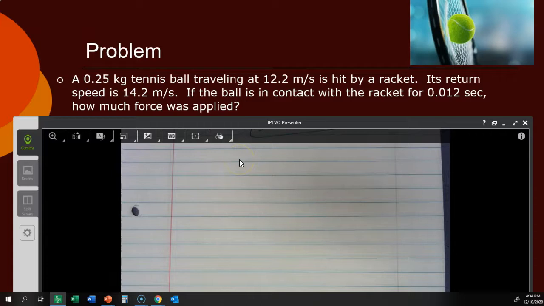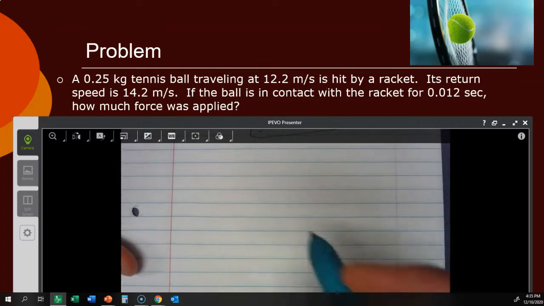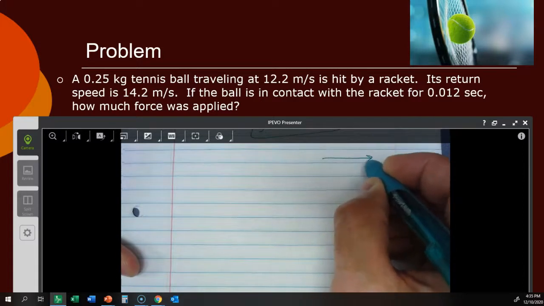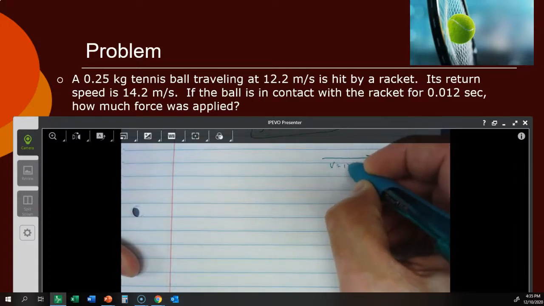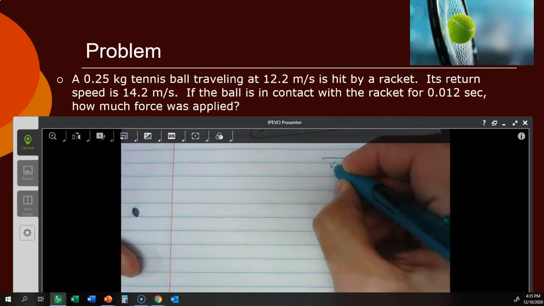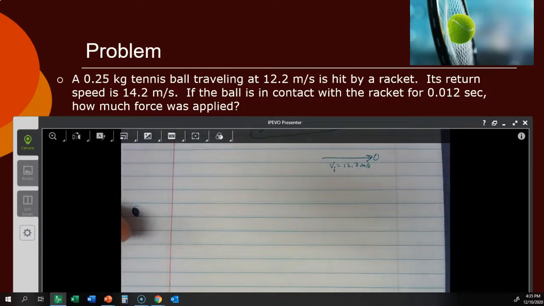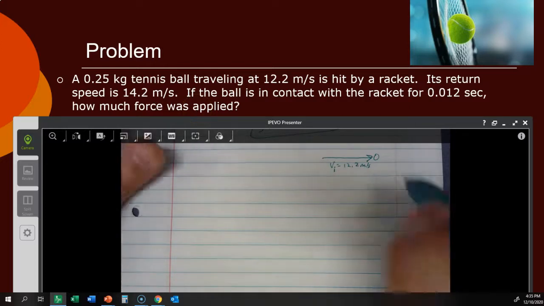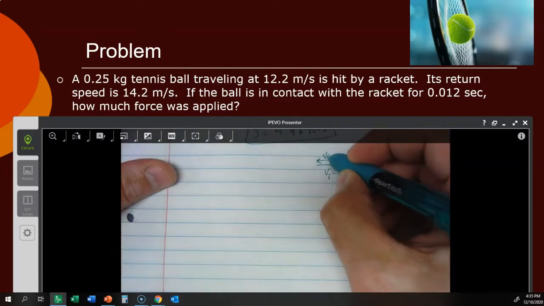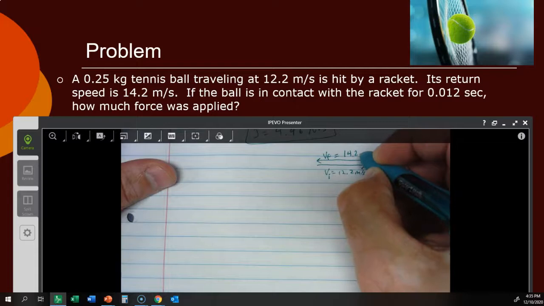So let's go ahead and draw the picture first. We have a tennis ball traveling at 12.2 meters per second. I'm going to assume that ball is moving to the right, since it doesn't say otherwise. That's what's happening right now at the very beginning of the problem, so I'm going to call that my VI. It is hit by a racket, and its return speed is 14.2 meters per second. Now we got to be careful here because return speed means it's going back the other direction. So now my VF is not 14.2 meters per second.